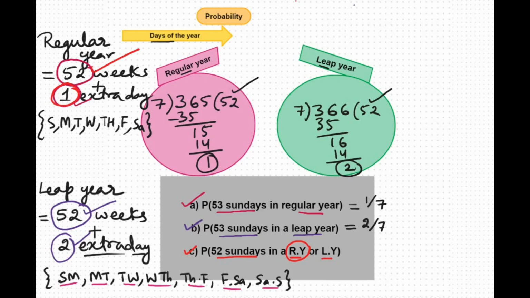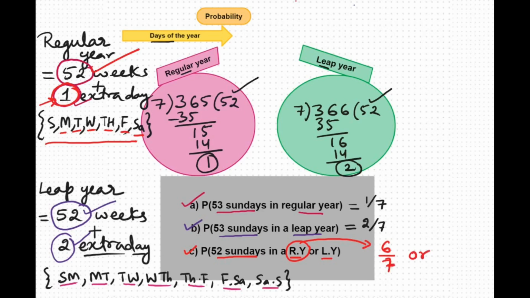So what is the probability that that extra day that we see in a regular year is not a Sunday? So how many no Sundays are there in that extra day? So the no Sundays are 6 out of 7 outcomes of the 1 day sample space. So the probability of having 52 Sundays in a regular year is 6 out of 7.